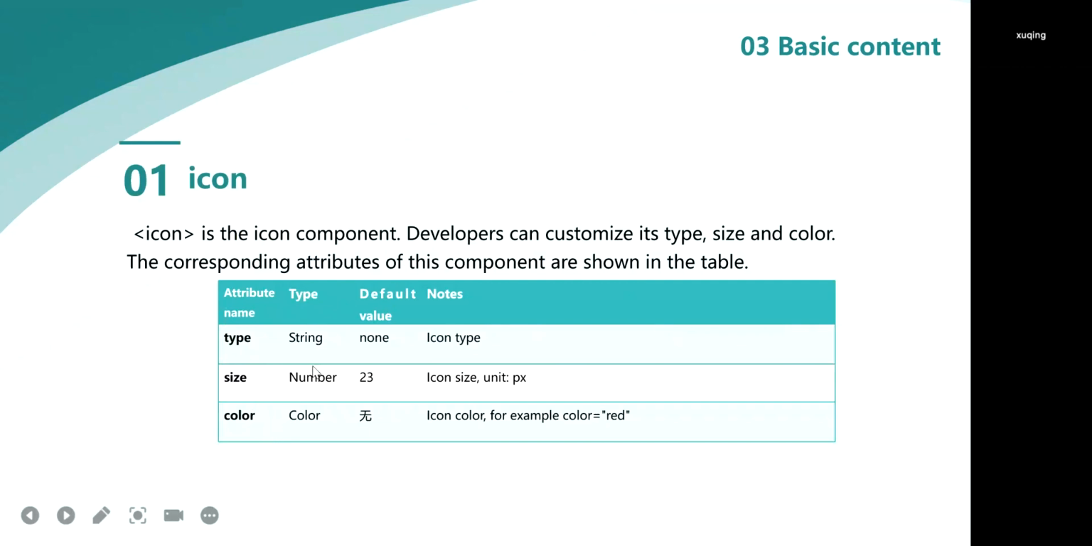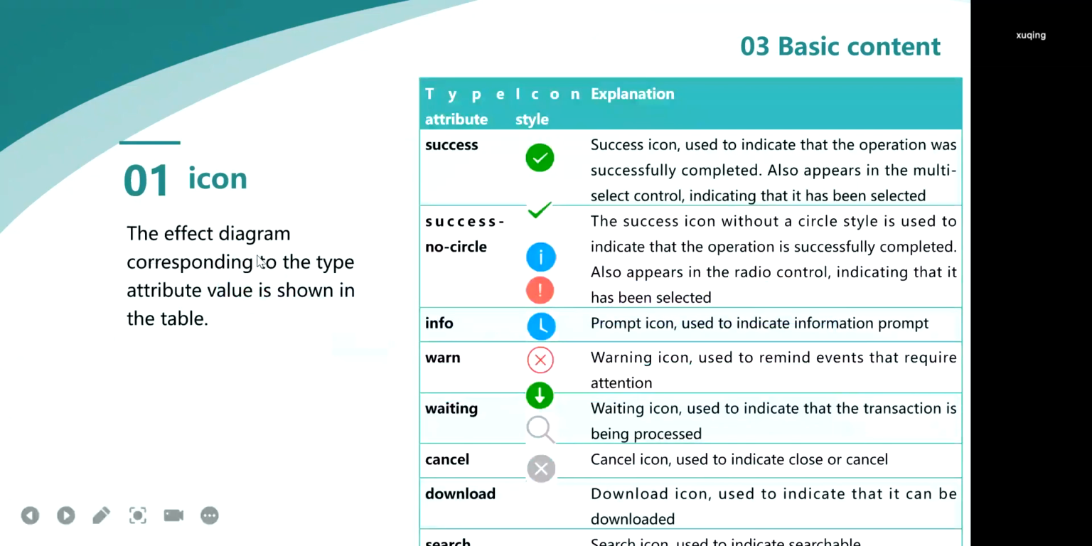For the type, it's a string, we have no default value, and it is the icon type. We have the size, which is a number, the icon size, and the unit of it is pixels. We have color, the icon color, for example, red. The effect diagram corresponding to the type attribute value is shown in this table. We have success, success no circle, info, warn, waiting, cancel.